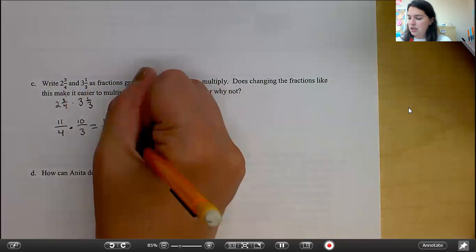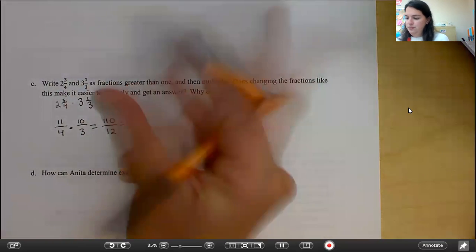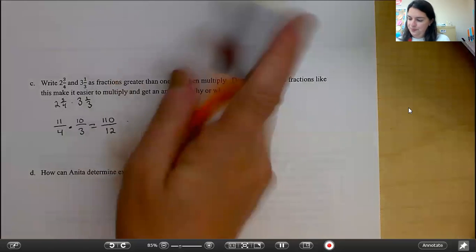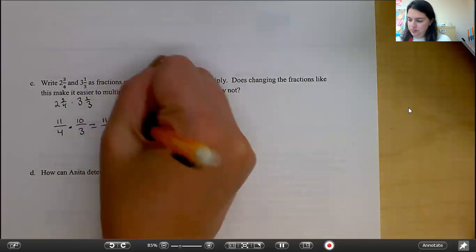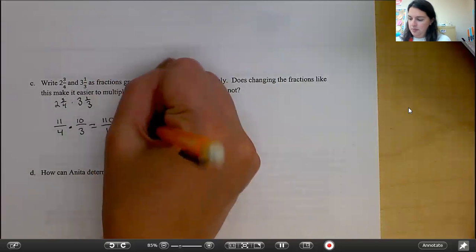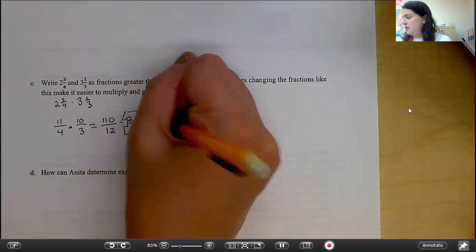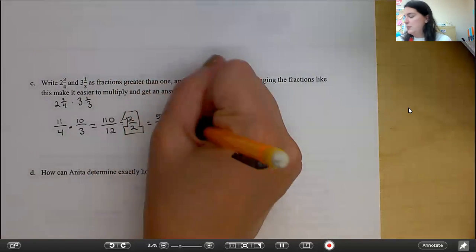I can simplify this by dividing it by 2. And remember our giant ones. Whatever you do to the top, you have to do to the bottom. So we get 55 over 6 cups.